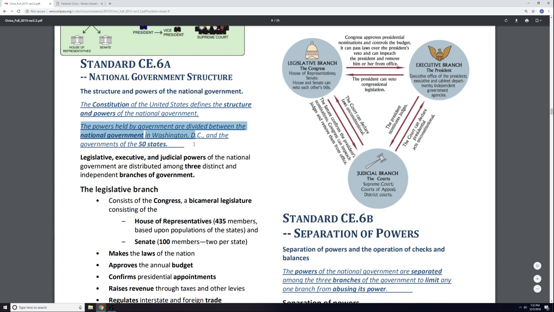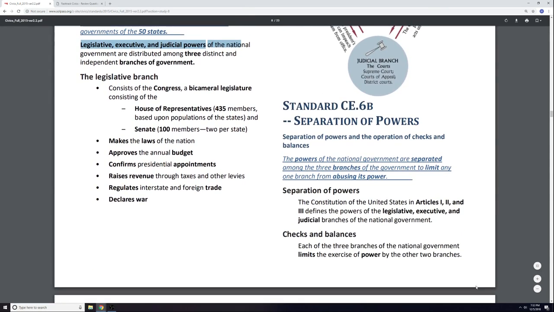This is federalism, not going to be on the test. You got to know the three branches: legislative, executive, judicial. So let's break them each down. So first one is legislative. You got to know this word bicameral. What's that bicameral word mean? Can anybody tell me? What does bicameral mean?